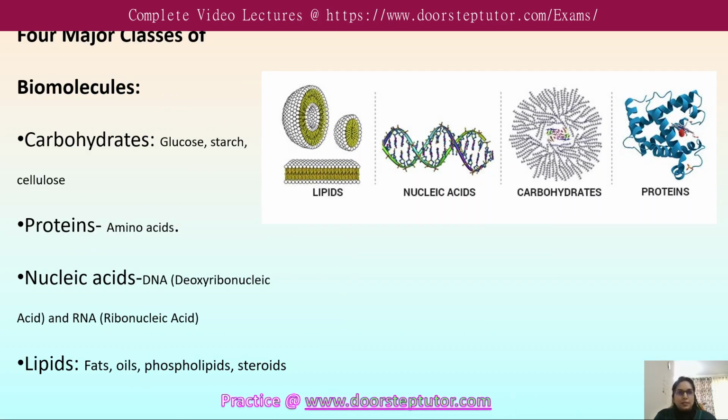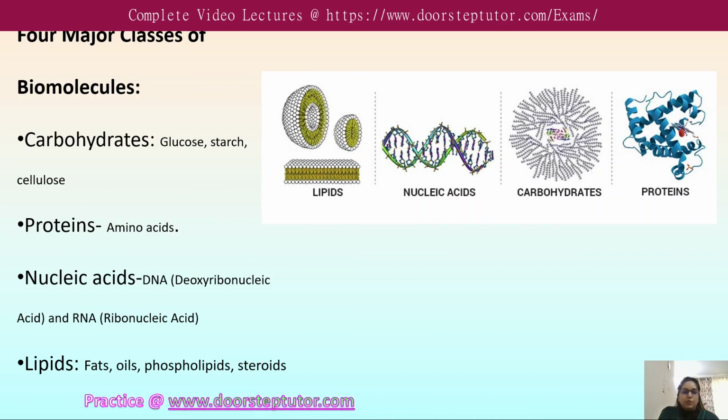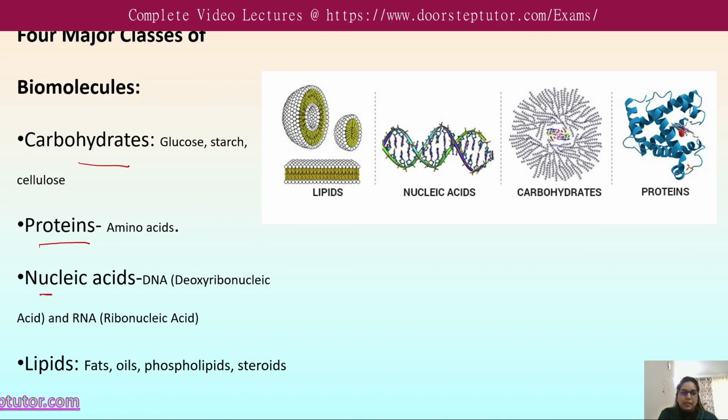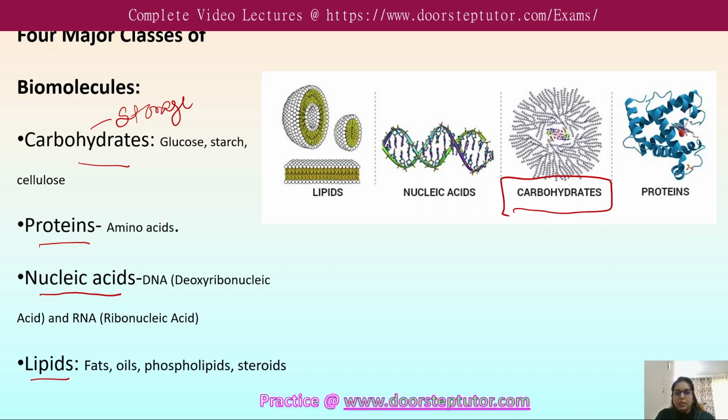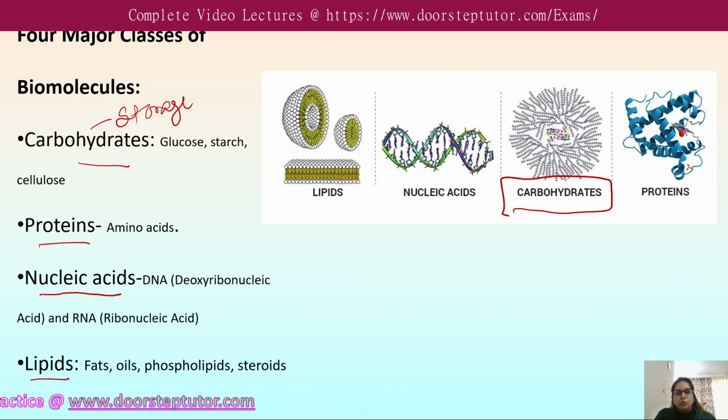There are generally four classes of biomolecules. The first is carbohydrates, the second is proteins, the third is nucleic acids, and the fourth is lipids. Carbohydrates are generally used for energy storage and structural support. The structure is much branched and rigid. For example, glucose, starch, cellulose, etc.